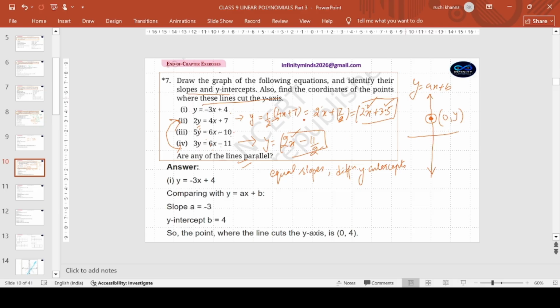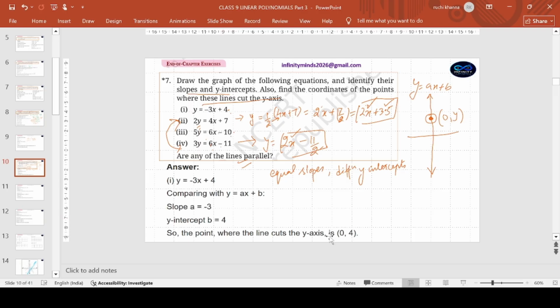So, where are these going to cut the y-axis? Every line will have to be checked separately. This one, if your x becomes 0, y becomes 4. So, it will cut at 0, 4. And like this, we are going to complete this. Okay. Let's quickly go through the answer slide. Comparing it to y equals ax plus b, slope is minus 3, the y-intercept is 4.